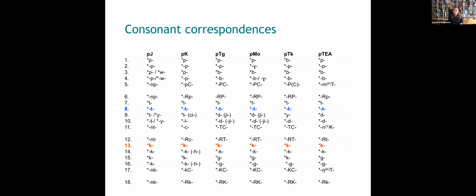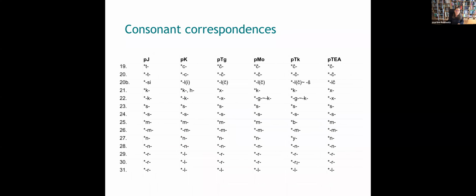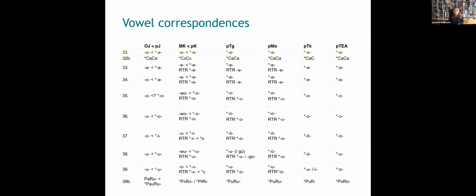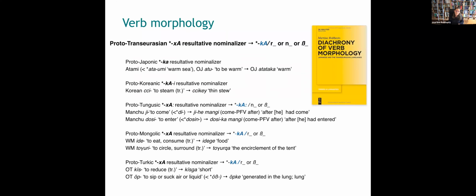So we have lists of correspondences for the consonants between Japonic, Koreanic, Tungusic, Mongolic, and Turkic. You here see the blue correspondence and the red correspondence relevant for the example of kata. And the list of consonant correspondences continues, and then there are also vowel correspondences. So all basic etymologies answer to the correspondences that are given here for at least 3 subsequent phonemes.